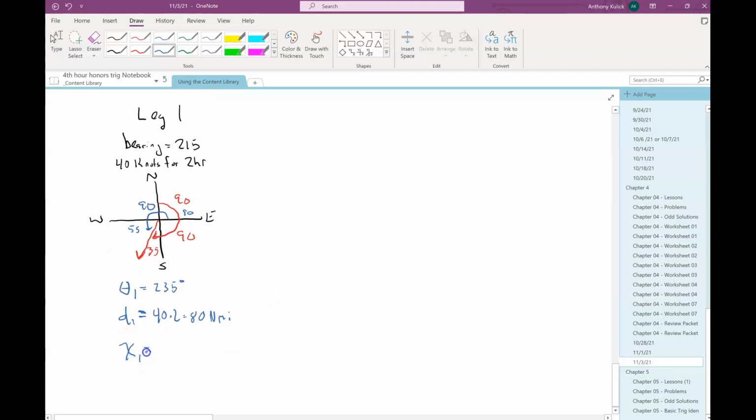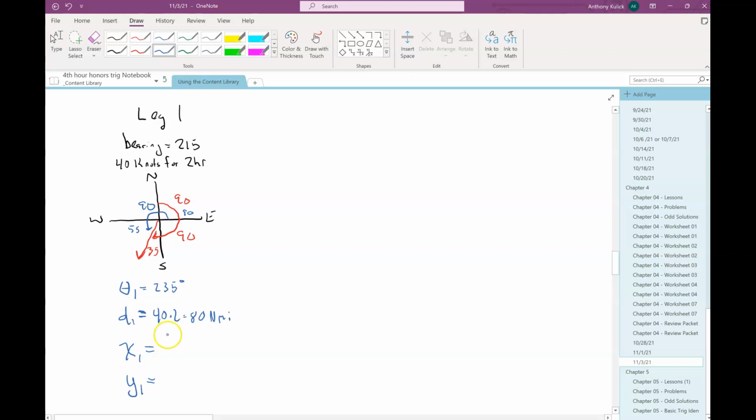So the way I break this down is into a horizontal component that I'm going to call x1 and a vertical component that I'm going to call y1, hopefully for obvious reasons, right? X horizontal, y vertical. It was given to me in the problem. So 40 knots for 2 hours is 80 nautical miles, because a knot is nautical miles per hour. It's stated in the problem.